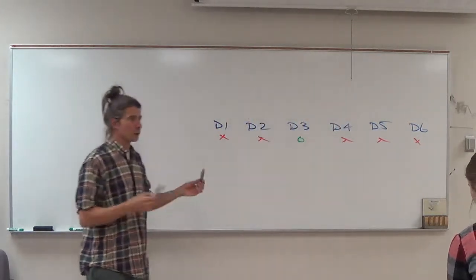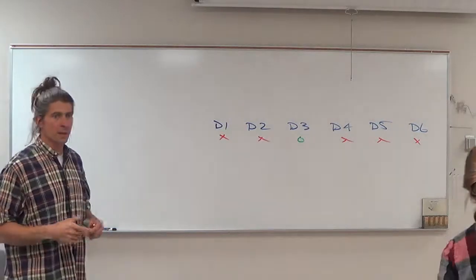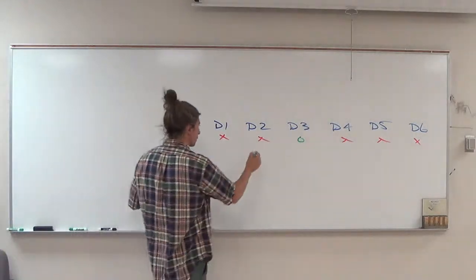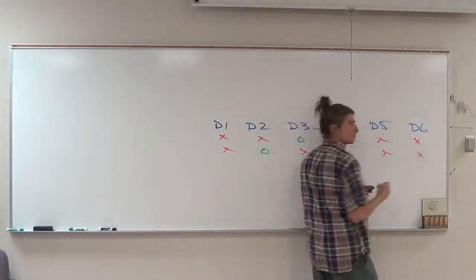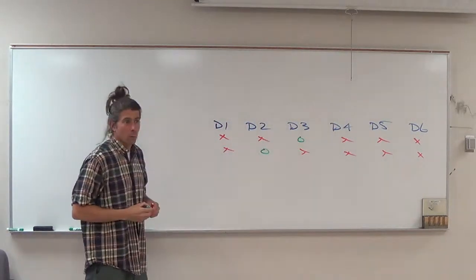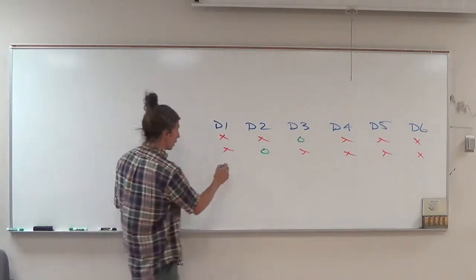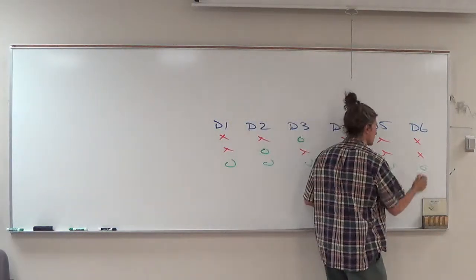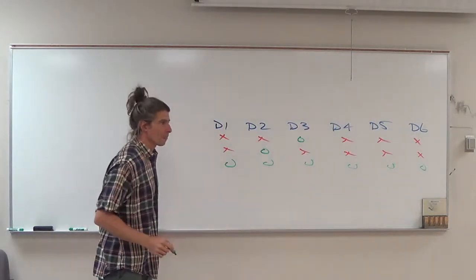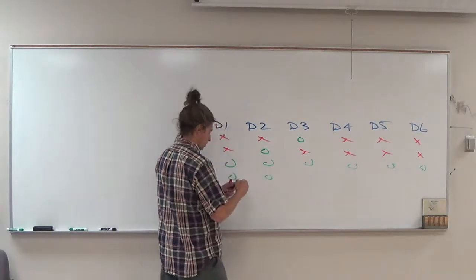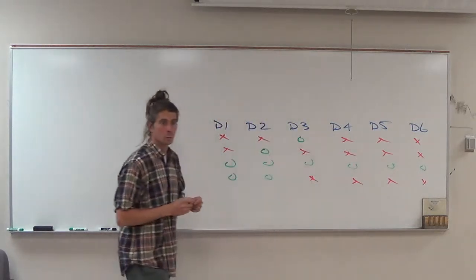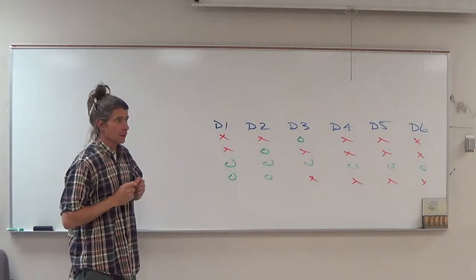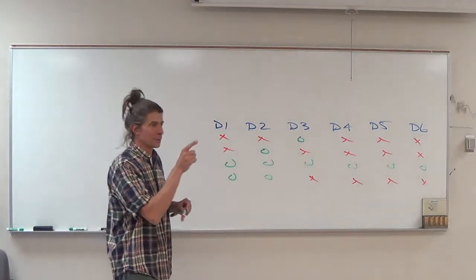Good. Is that the only way that at least one can work? No. Give me another one. D2 can work. All the others don't work. How about that? Is that it? No. They could all work, right? 1, 2, 3, 4, 5, 6. 2 could work. Which 2? D1, D2 could work. Could 4 work and 2 not work? Yeah. Which 4? You see what we're getting at here?